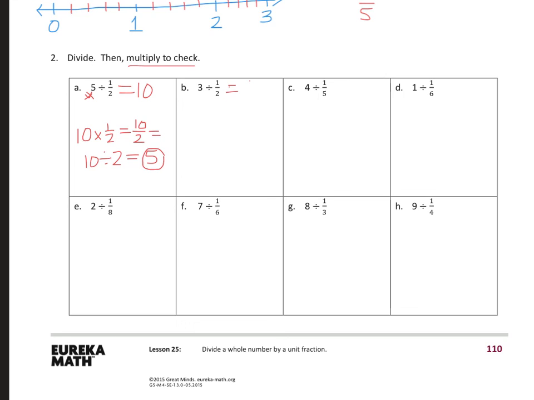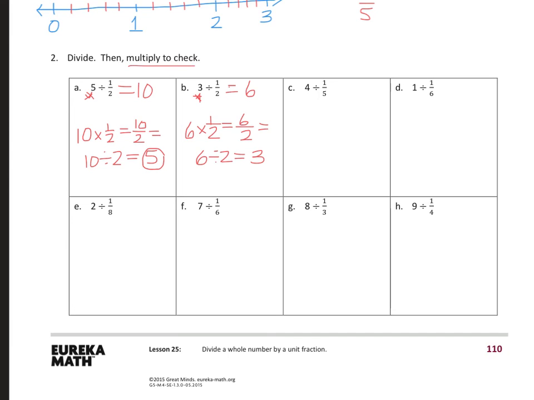Or how many pieces do you have? Well, you're going to have 6. So we're going to check: 6 times 1/2 also equals 6 over 2, or 6 halves, which as a division sentence also means 6 divided by 2, which gives us 3, which matches our dividend in the problem.